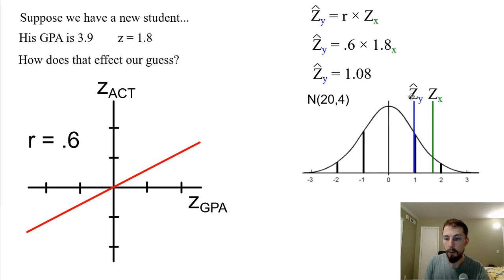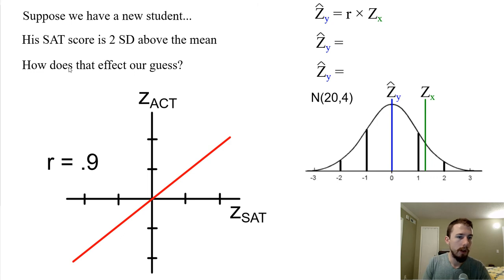Now the prediction for y will always be less than the actual value we had for x, unless we have a correlation of 1, which rarely ever happens. Anyway, that's called regression to the mean, essentially. All right, now we know his SAT score.